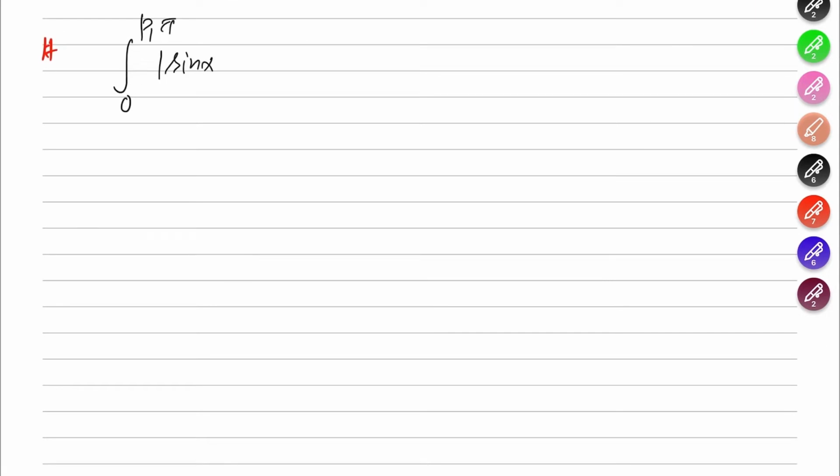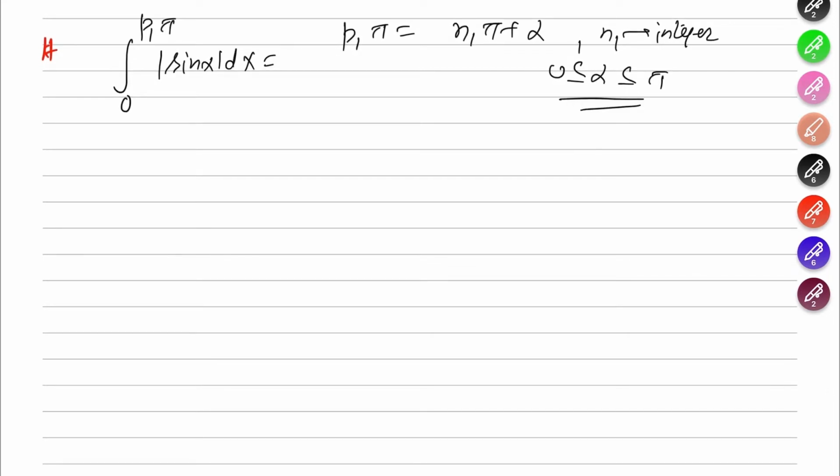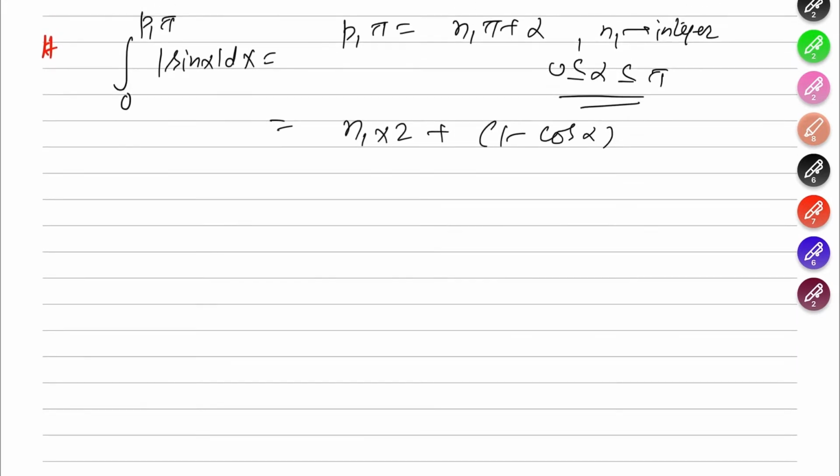Let's say ∫ from 0 to p1π of |sin x| dx, where p1π is written as n1π + α, where n1 is an integer and α is from 0 to π. Mind it, α is from 0 to π. Then this can be written as n1 × 2 + (1 − cos α).